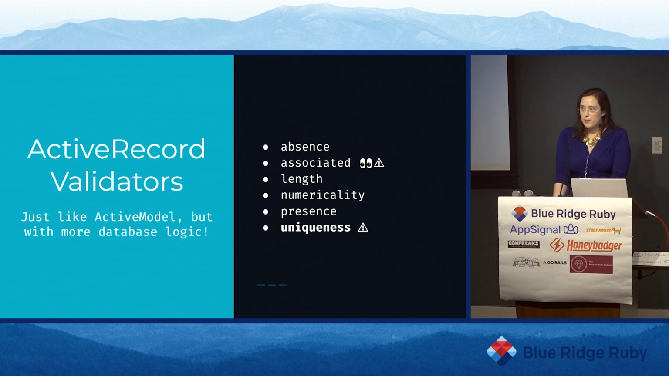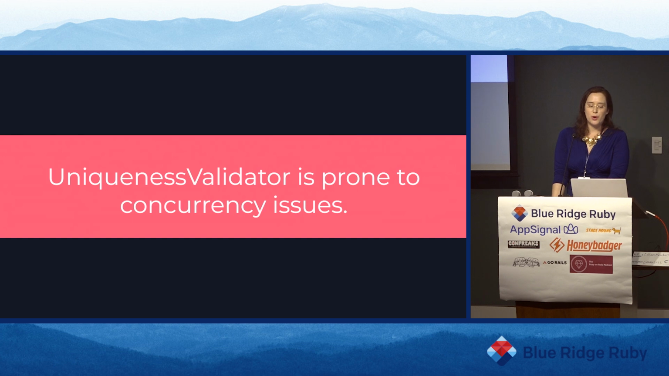Now, the thing about the uniqueness validator is that it's prone to concurrency issues. And if we take a moment to think about what we just learned, that kind of makes sense, right? Like, Active Model doesn't even know a database exists. It's focused on looking at a Ruby object in a moment in time and checking the attributes of that Ruby object. So if I'm going out and making this query to the database, I have nothing that actually ensures that that value remains unique if I've got two of these running at the same time.